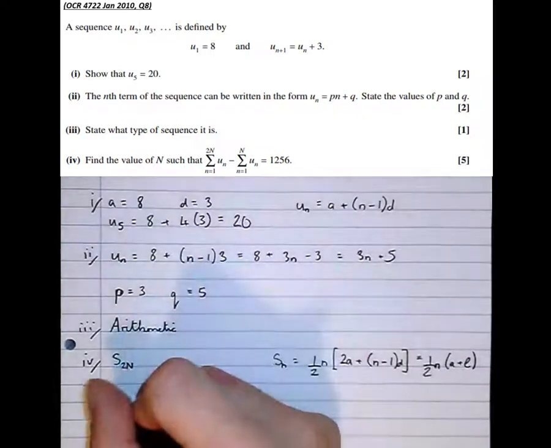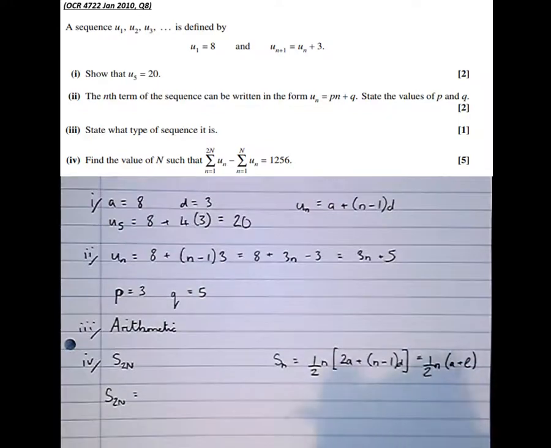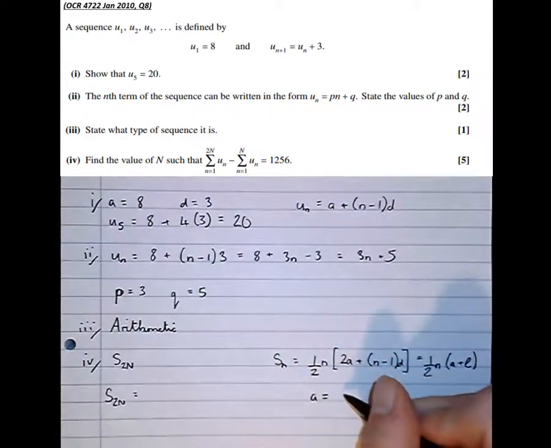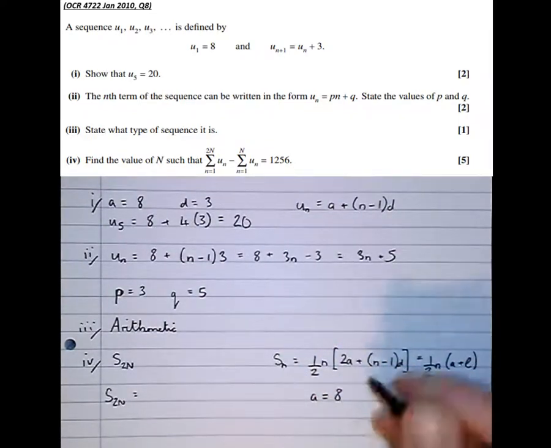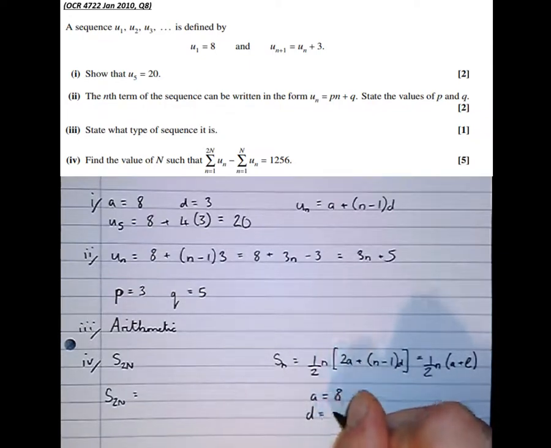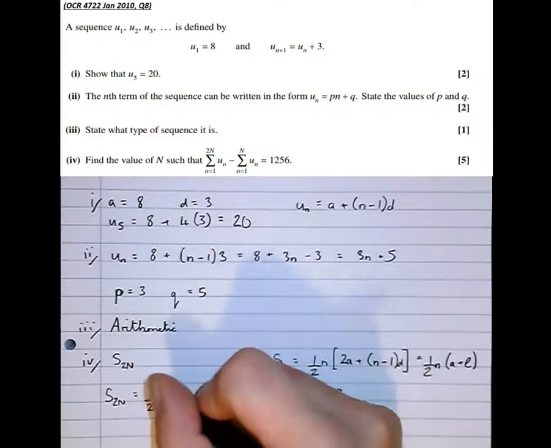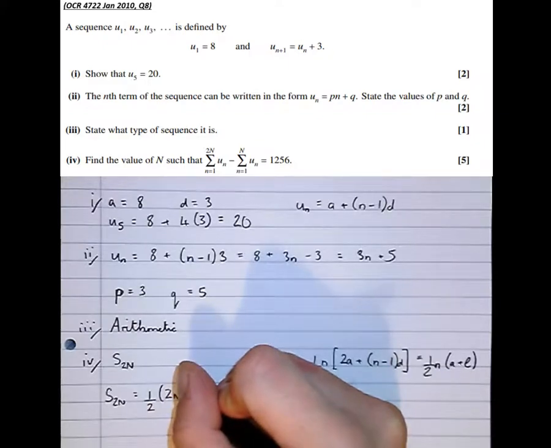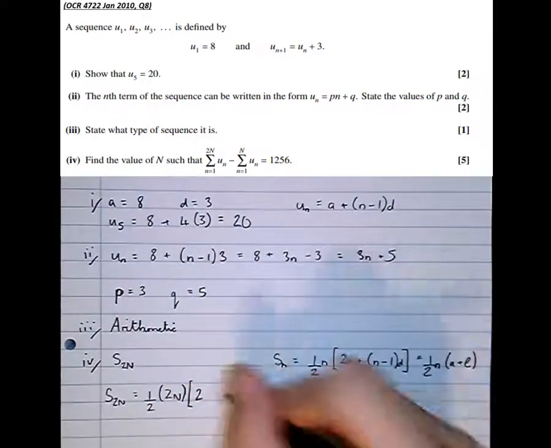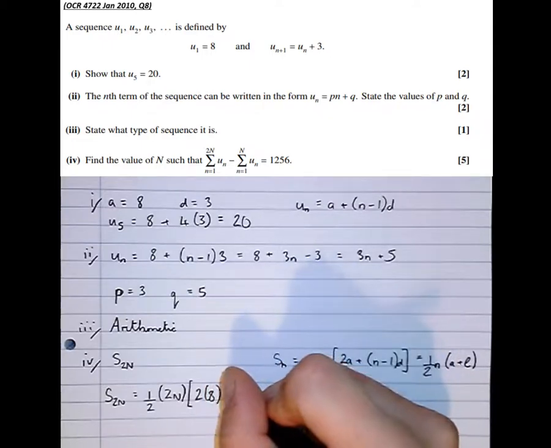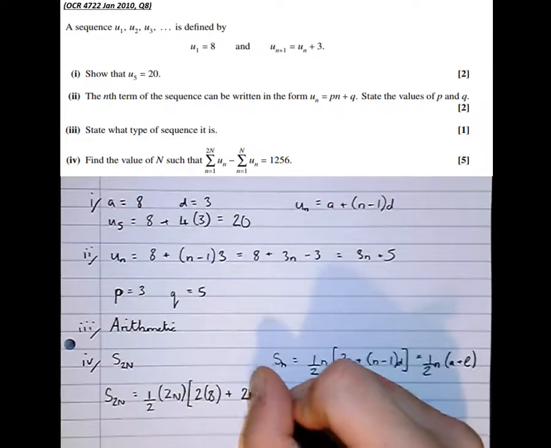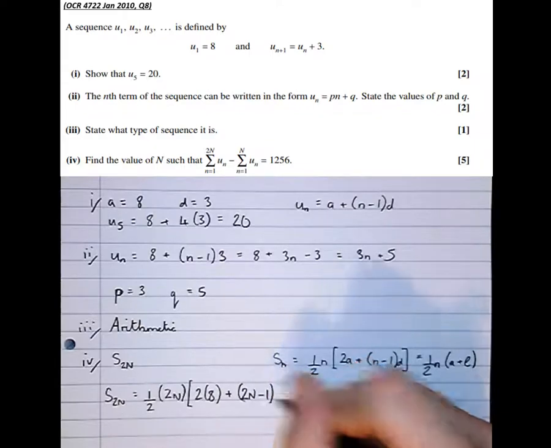So the sum of the first 2n terms, well, in this case, a, the first term, same sequence as before. The first term is 8, the common difference is 3, and little n, the number of terms we're summing, is 2 lots of capital N. So, filling that in, a half 2n, 2 lots of the first term, plus little n, which in this case happens to be 2n minus 1 d.